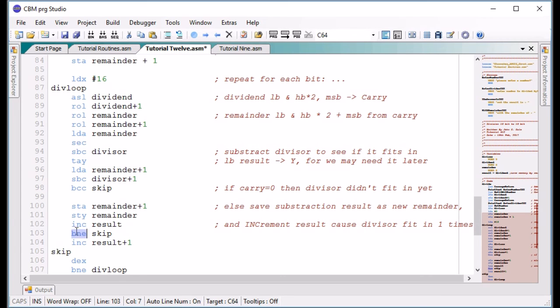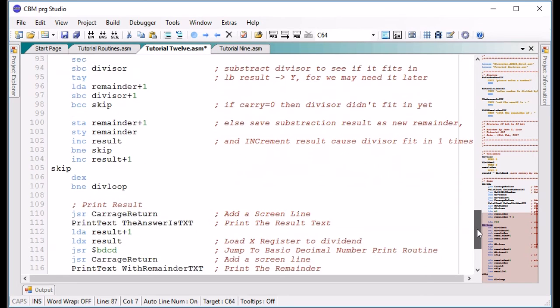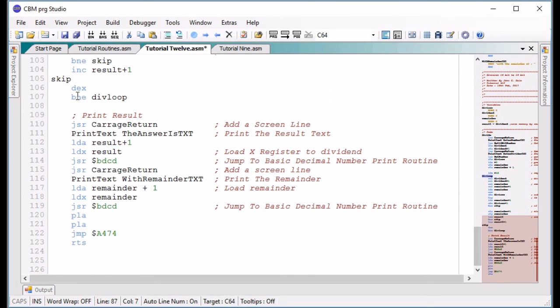If the result is not equal to 0, then we skip this. But if it is equal to 0, that means we've crossed the page and we need to increase the result high byte by 1. Here we are where we decrease the counter, and if it's not equal to 0, we go back and loop again. If it is equal to 0, that means we've done the 16 bits, and then we just print out the results here and here, and then we jump back to BASIC.